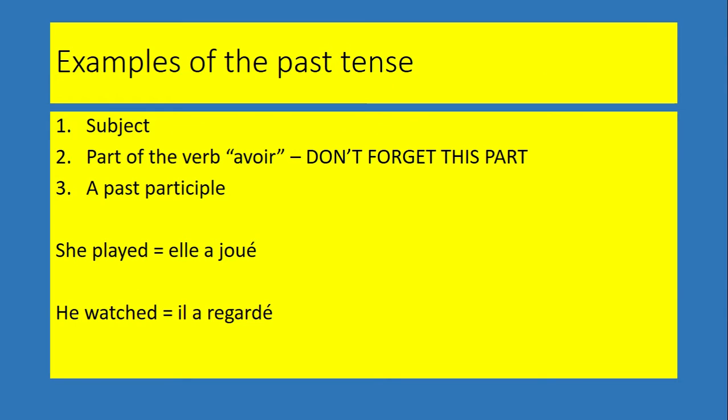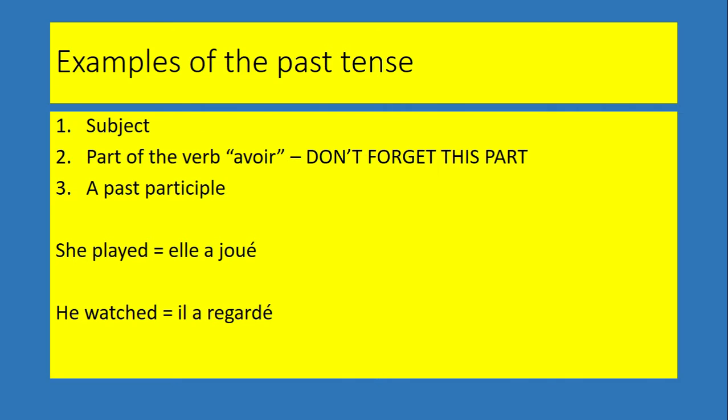Just going back to this, elle a joué means she played. It does also mean she has played. Elle a does actually mean she has. So don't think that if you want to write she has played, that's elle a joué, but she played, elle jouait. She played, she has played, it's the same in French.